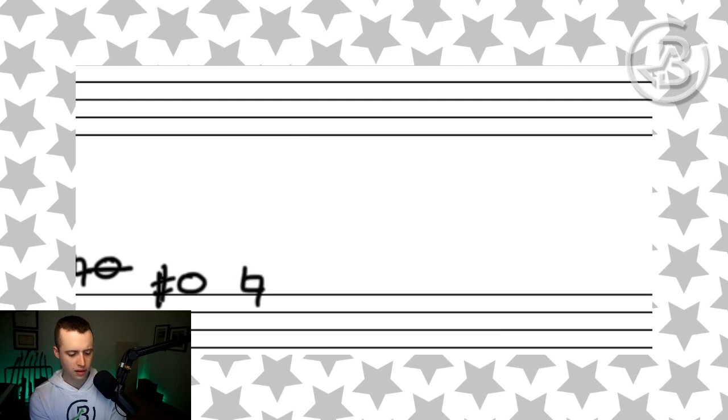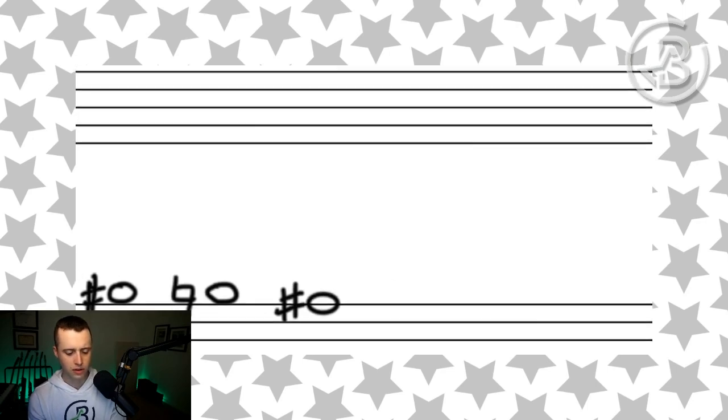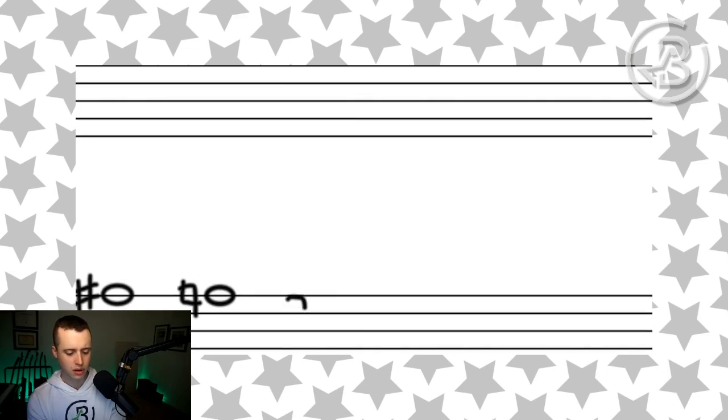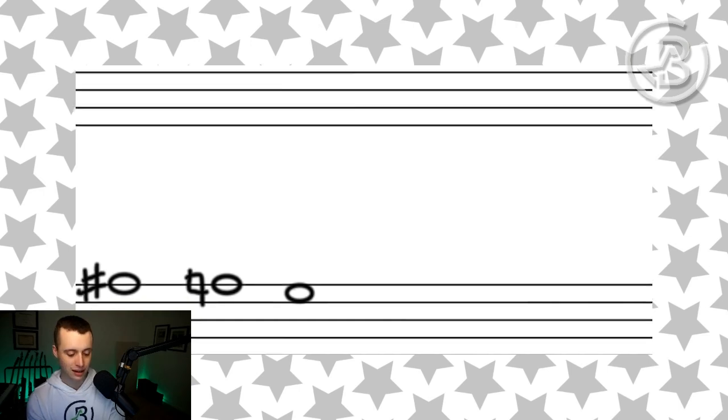Then we have G natural. Then we have F sharp. Let's do that F sharp again. There we go. We have F sharp. Then we have F natural. Then we go down a half step to E, because remember, there's no sharps or flats between F and E.